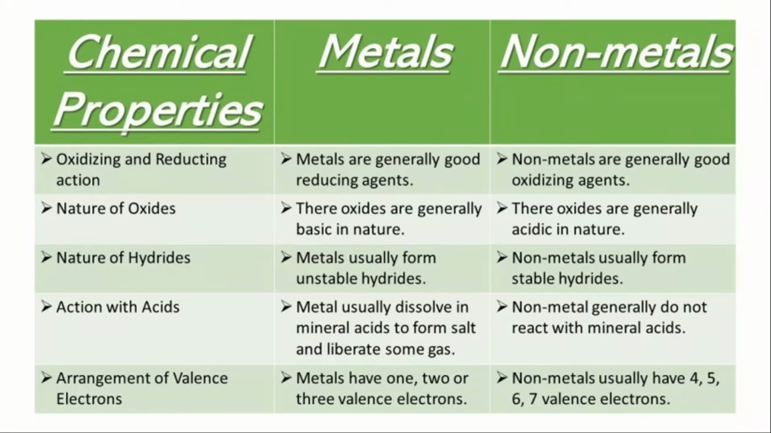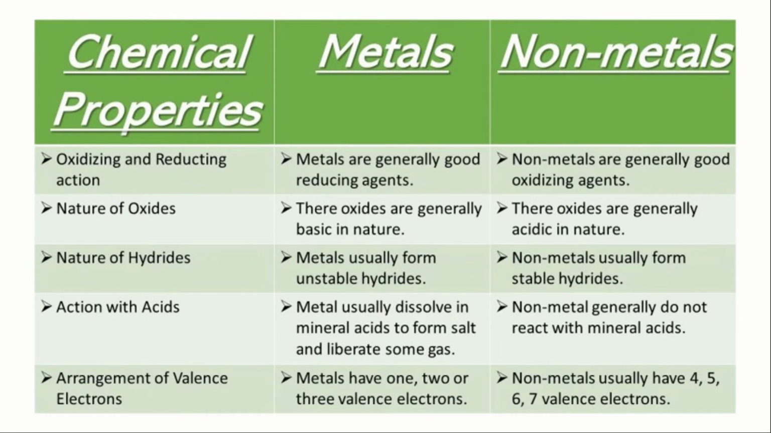Next is chemical properties. First property is oxidizing and reducing action. Metals are generally good reducing agents, whereas non-metals are generally good oxidizing agents. Metals are reducing agents and non-metals are oxidizing agents. Nature of oxides. Metal oxides are generally basic in nature. In non-metals, oxides are generally acidic in nature. So metals are basic in nature and non-metals are acidic in nature.